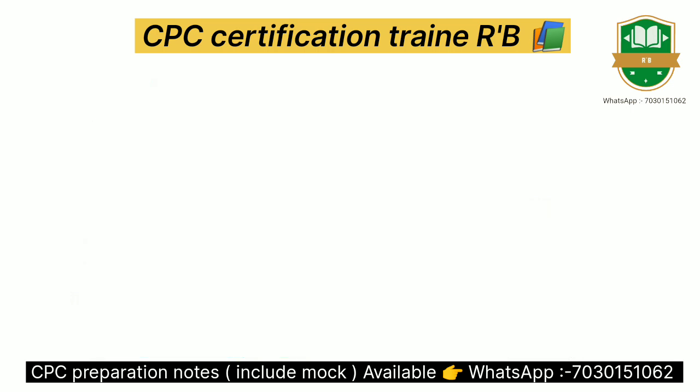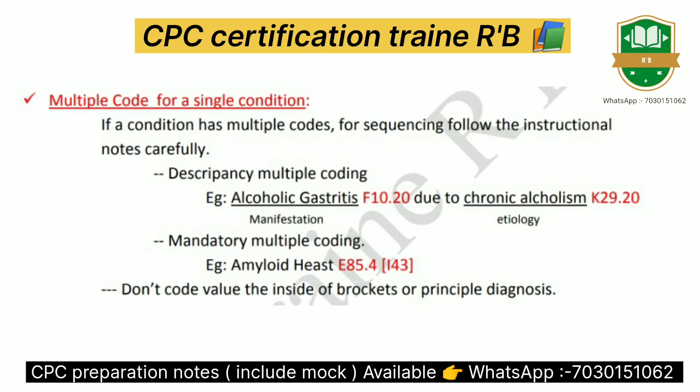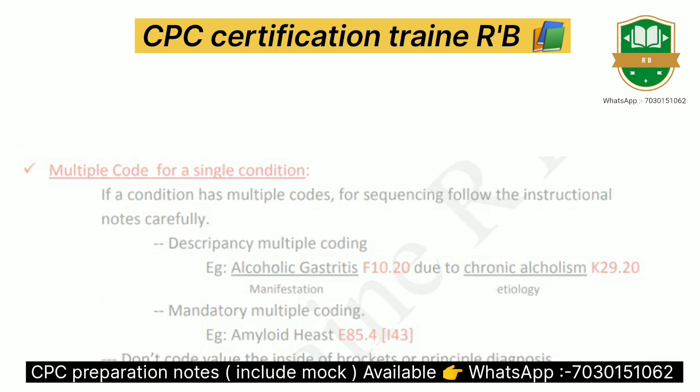Then next, multiple codes for a single condition. If a condition has multiple codes, sequence them by following the instruction notes carefully. Example, alcoholic gastritis due to chronic alcoholism. Then you can directly check in the alphabetical index gastritis, alcoholic, then due to chronic alcoholism. That code is F10.20 and K29.20.